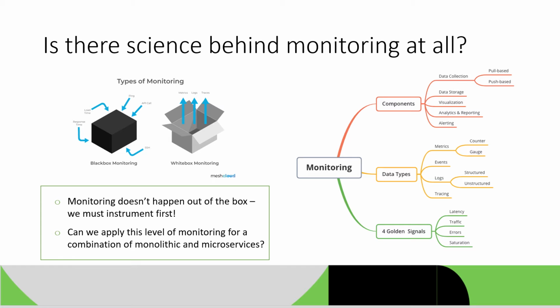It just doesn't happen out of the box. You'd also need to instrument your code, and you can do a one-off instrumentation, apply the traces, create your spans, and then you could start observing after that. However, can you simply apply this level of monitoring to a combination of monolithic and microservices? Now that's an interesting thought. You can do this for microservices. However, for monoliths, it will take a lot of custom coding.